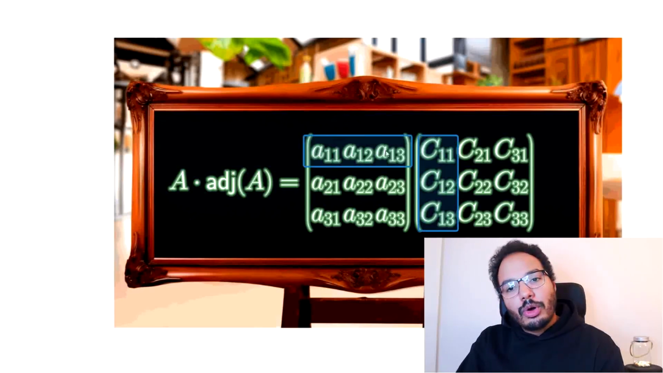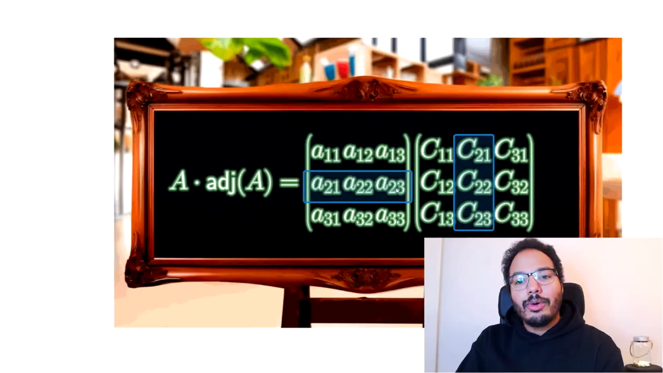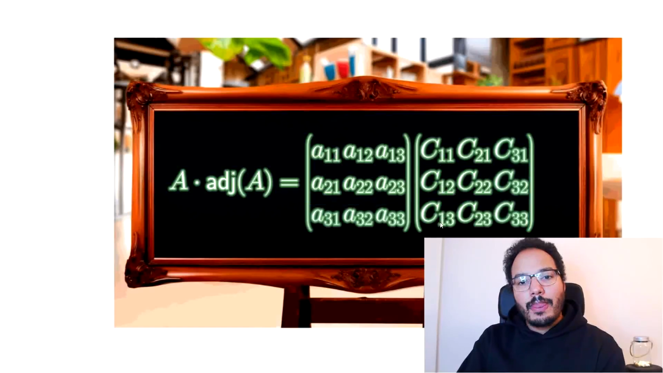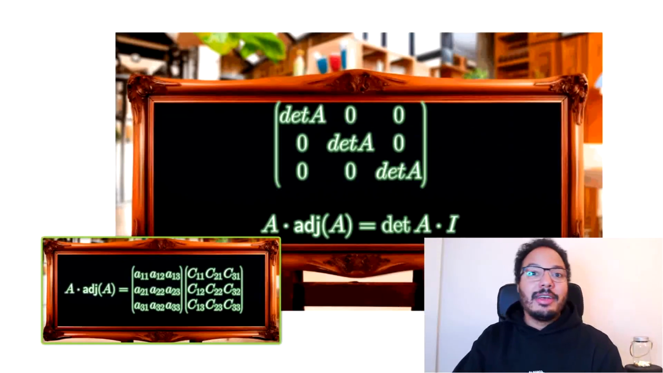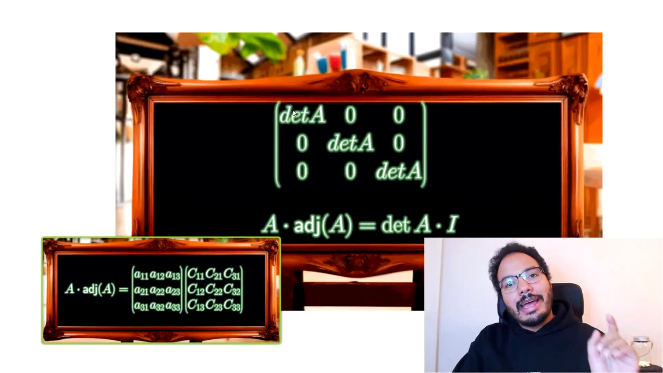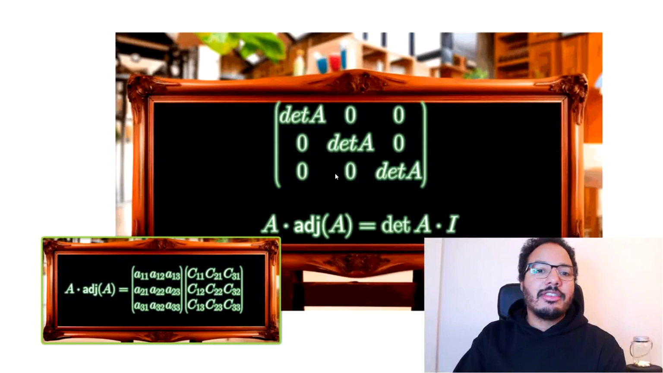So the first row is multiplied with the first column of the second matrix, and over here, second row with the second column, and third row with the third column. These are the corresponding entries. And the result of this multiplication is super interesting because it yields this matrix over here, where the diagonal is always the determinant of A, and all off-diagonal entries are just 0.